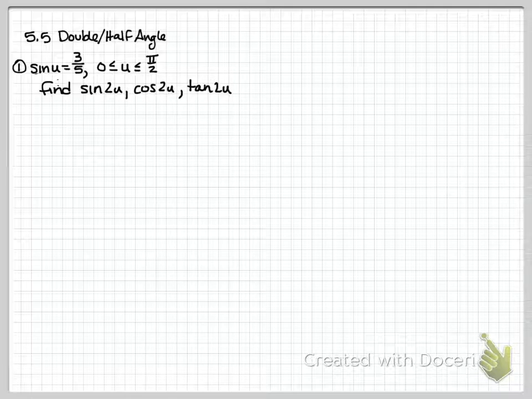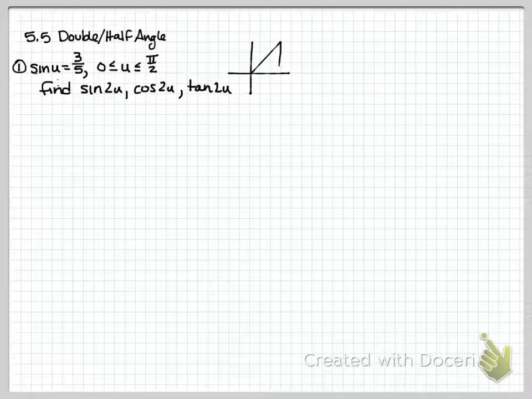So to start this, we're going to do the same way as we did before. We're going to start with example 1. It says, given sine of u is equal to 3/5 and u is between 0 and pi over 2. So u is in the first quadrant. So I'm going to draw a picture of it in the first quadrant. So this is u. Sine is 3/5. So that means my opposite side is 3, my hypotenuse is 5. Using the Pythagorean theorem, I know that my adjacent side then is going to be 4.